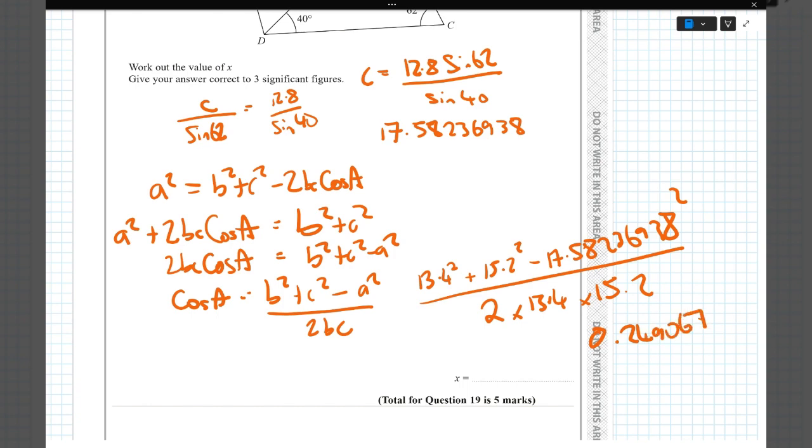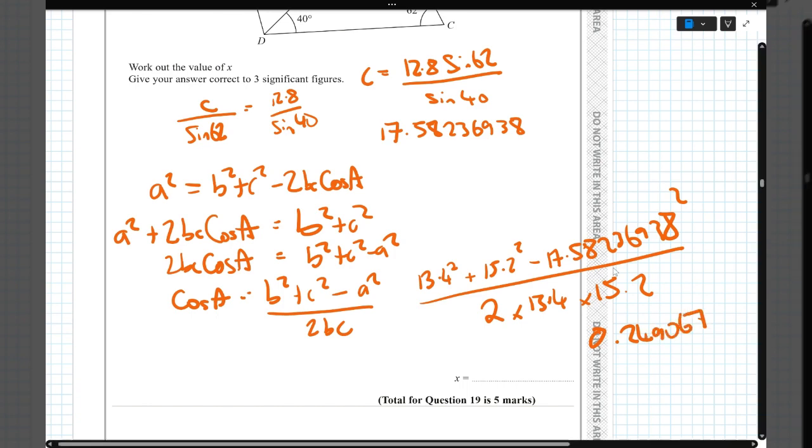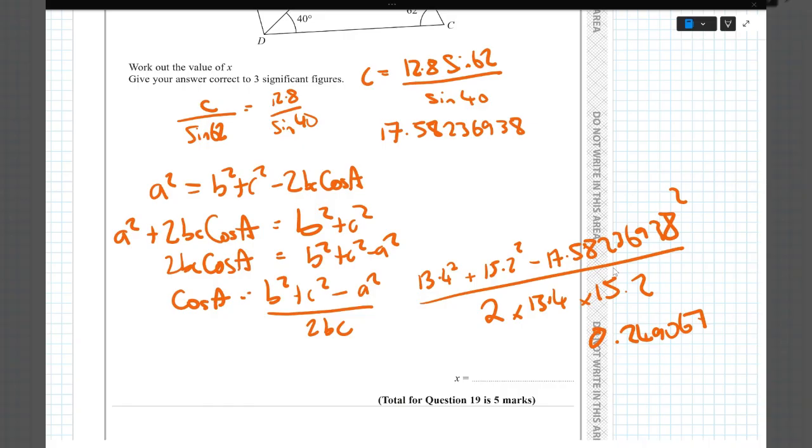0.249067. Now, for me, that doesn't seem right, so I'm going to have to run through a check and make sure that I've put everything correctly into my calculator. And now I'm thinking, actually, it could be right, because I was expecting it to equal a squared. It's not. It's equal to cos a.